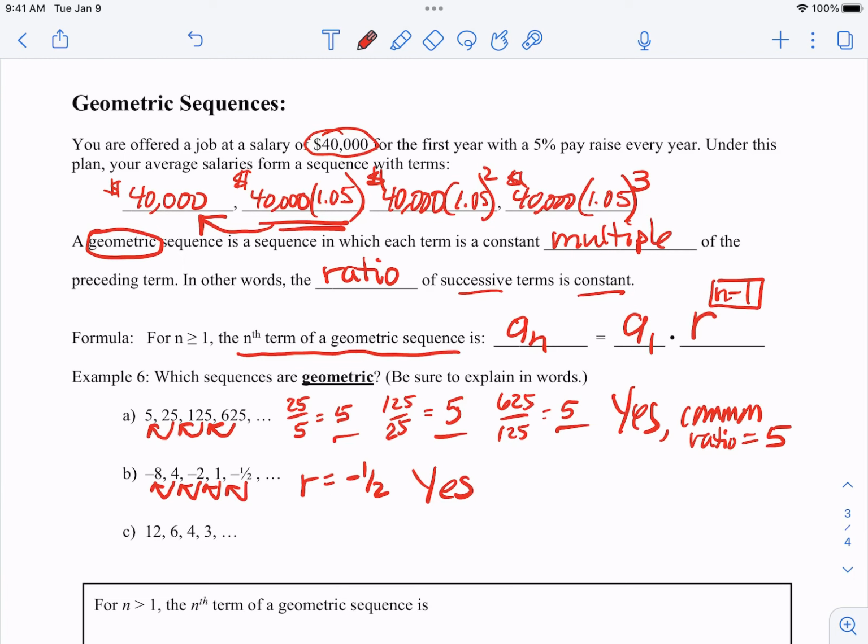And finally, this one, if you do the common ratio, you find out it's 6/12, then it's 4/6, then it's 3/4, and those are not equal. So that's a no. There is no common ratio. So that's how you tell a geometric sequence.